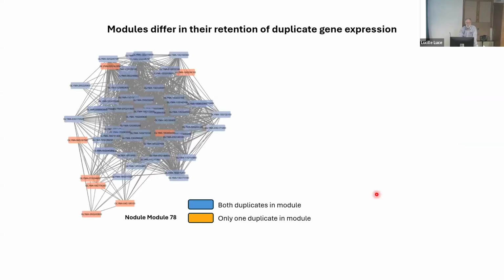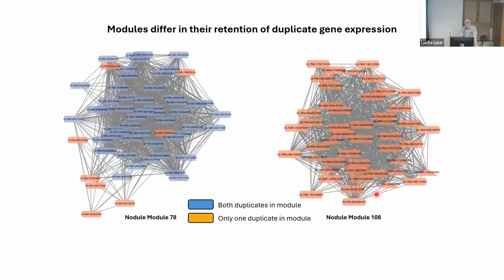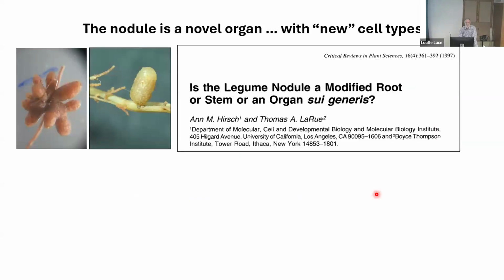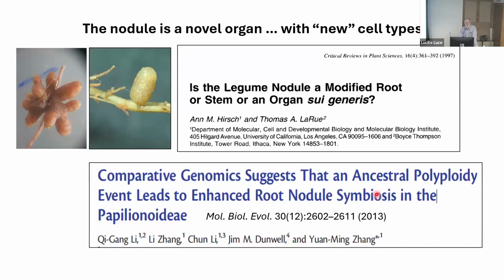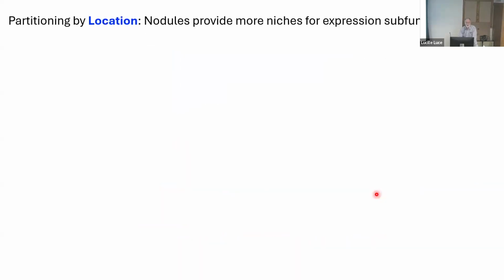This is what these modules look like, both duplicates in the same module. This is one of the nodule modules. And here's nodule module 108, which is just the opposite, where only one duplicate is present in the module for most of the genes, right? And to come back to this, the nodule is a novel organ, as we said.